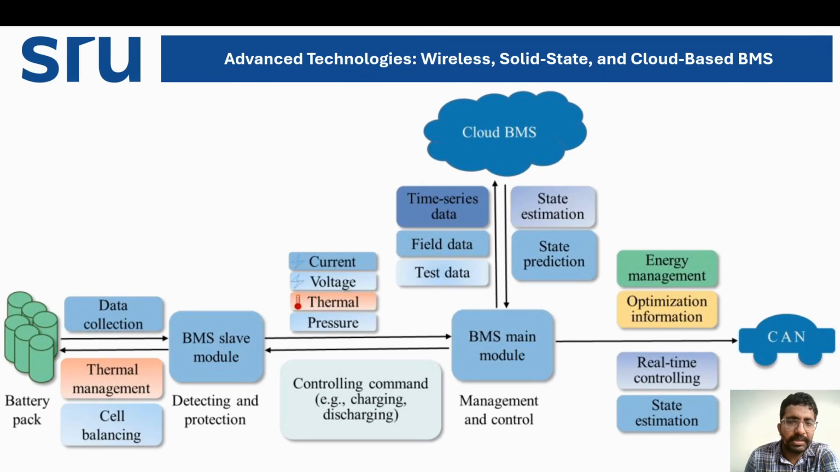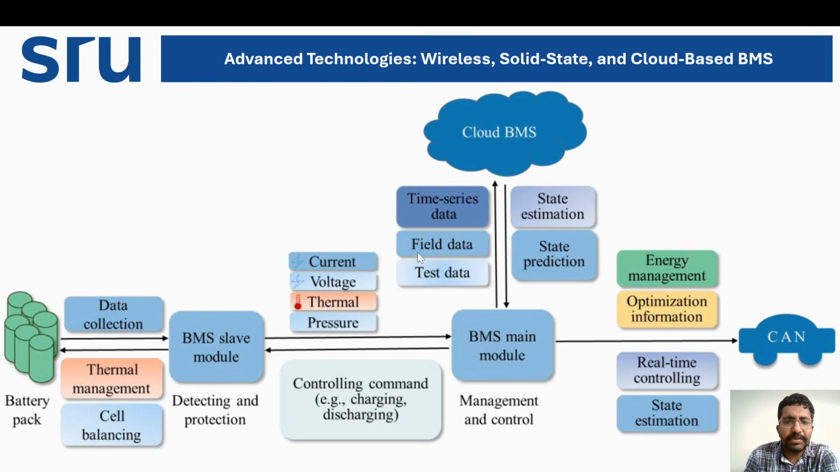So multi-chemistry systems. These are showing some of the cloud-based processing. So data collection, thermal management, cell balancing is there. Okay, the BMS slave module is there, which will be providing the data from the battery pack and all. Then the BMS main module is there. It will be connected through the CAN to the vehicle control unit. And here the cloud will be transferring the data to and receiving from the BMS main module.